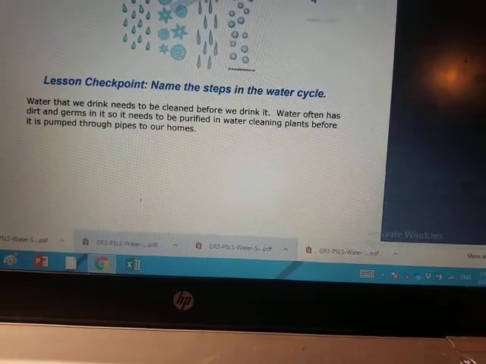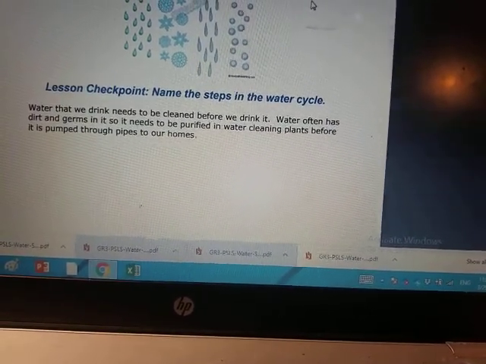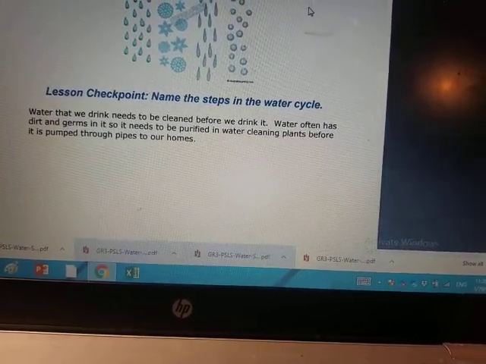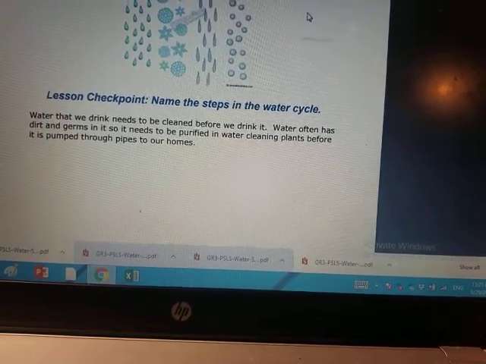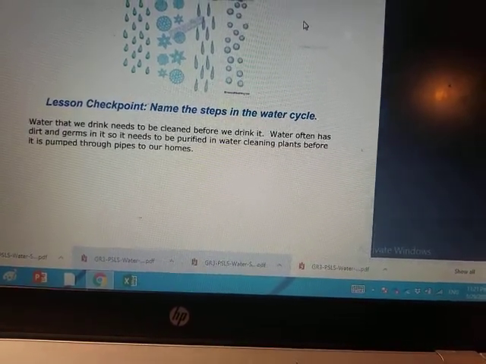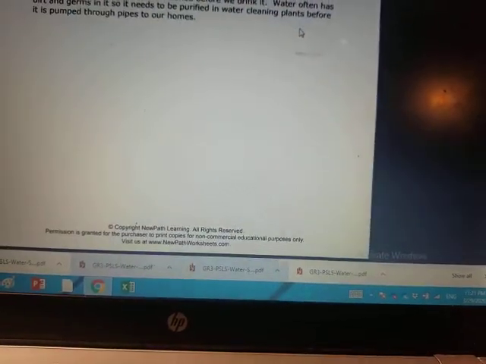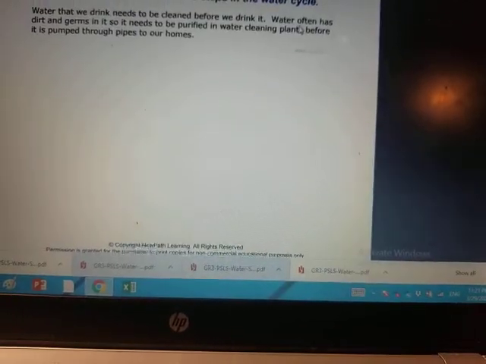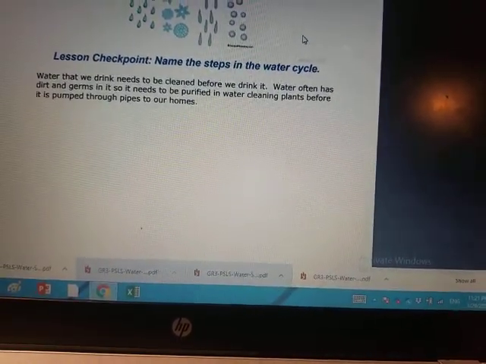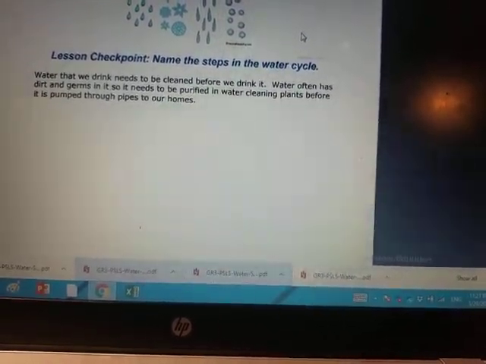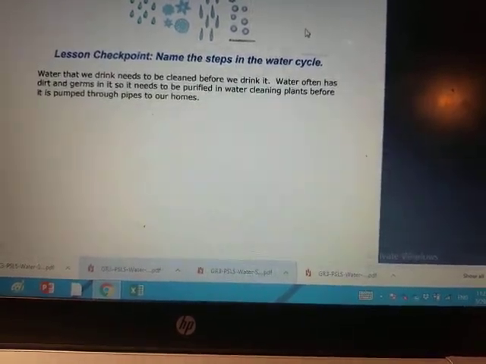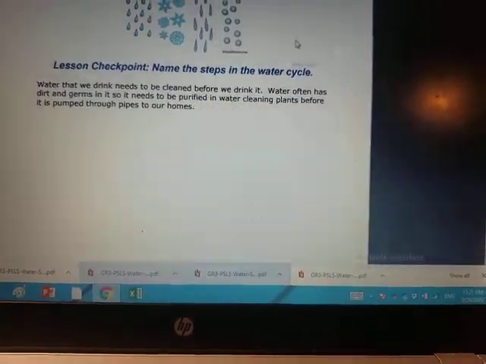Water that we drink needs to be cleaned before we drink it. Water often has dirt and germs in it, so it needs to be purified in water cleaning plants before it is pumped through pipes in our home. So remember that, boys and girls. That's why we have water fountains and bottled water and stuff like that. We always have to drink clean water. You don't want to drink dirty water or else you can get really, really sick.